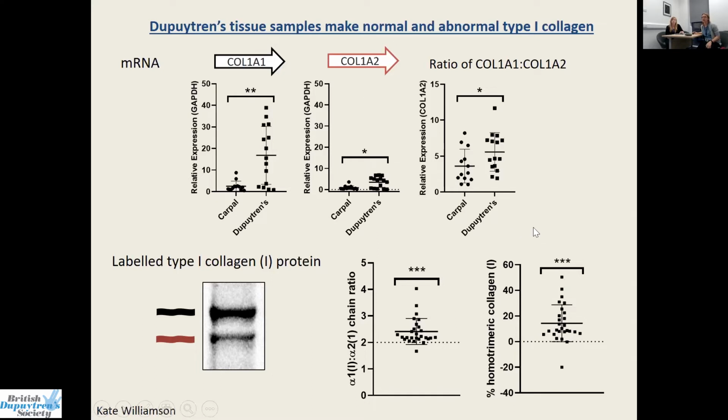That set us into wondering what could be the causes of this abnormal collagen production, and whether it could be used to affect the progression of Dupuytren's disease. So I'll pass over now to my colleague, Dr. Emma Beamish, and she can explain the work that she's been doing.